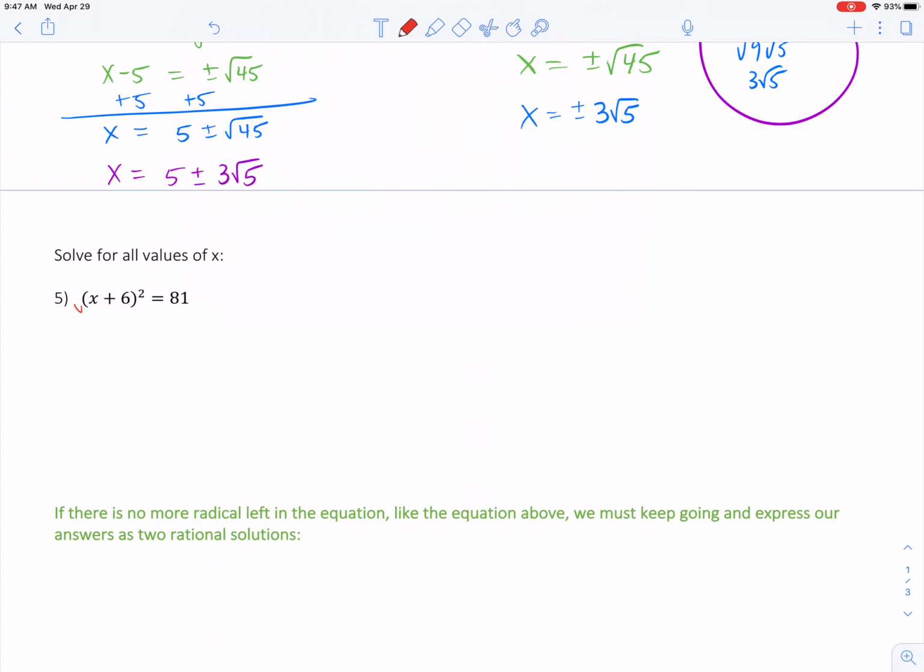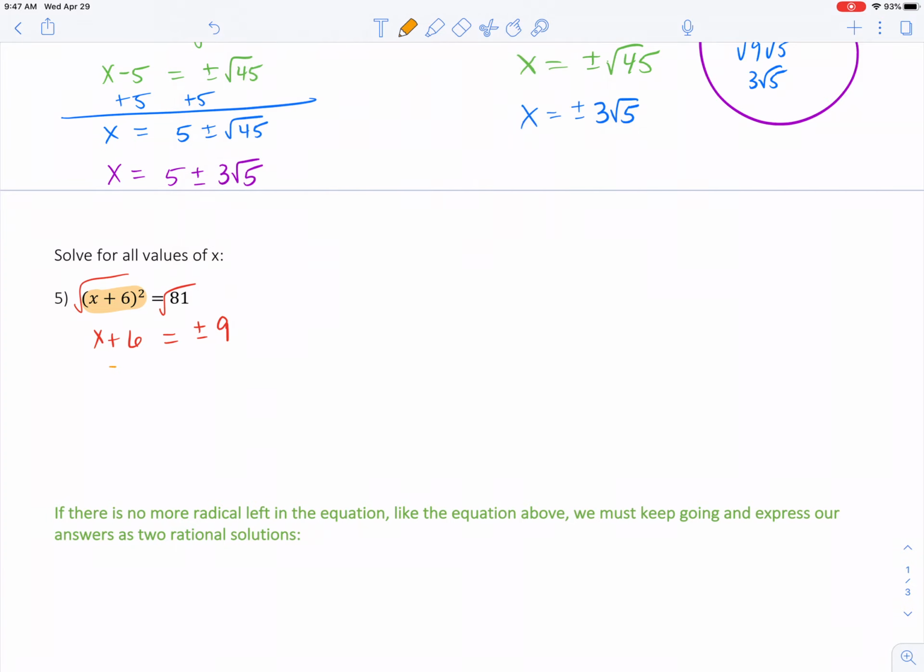Notice what happens when I take the square root of both sides here. Notice the binomial squared was by itself, so we didn't have to isolate. On the left-hand side, again, the binomial will be by itself, x plus 6. But what do you realize when we say positive negative square root of 81? You notice anything about the square root of 81? Square root of 81 is just rational 9. So this is our first time having a rational answer.